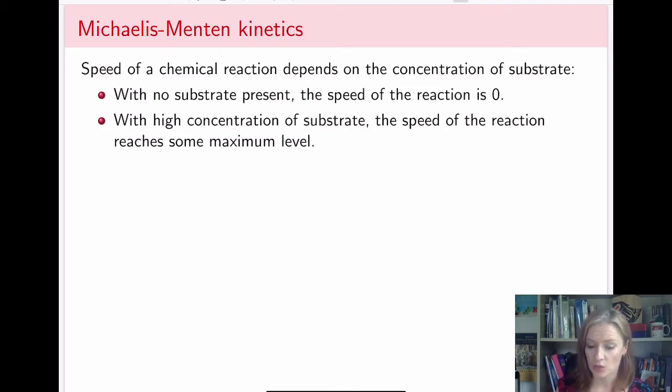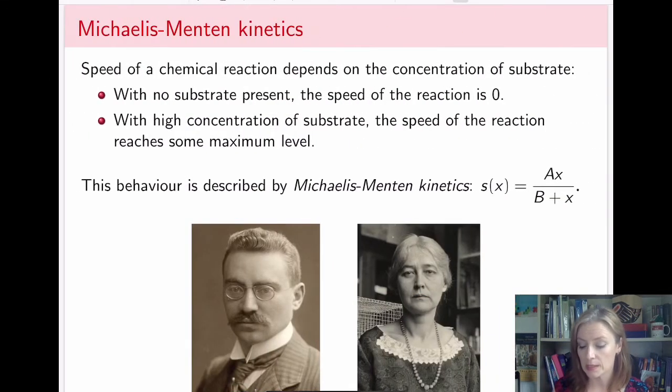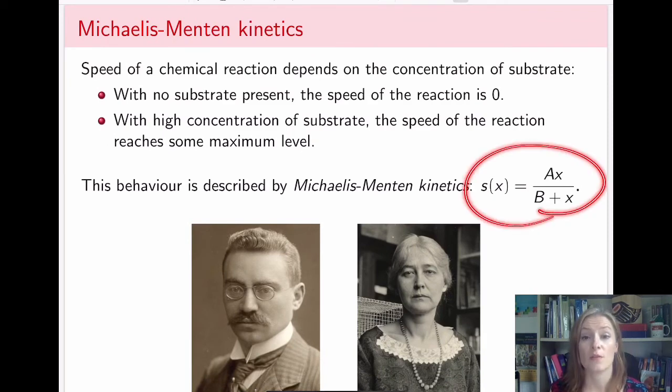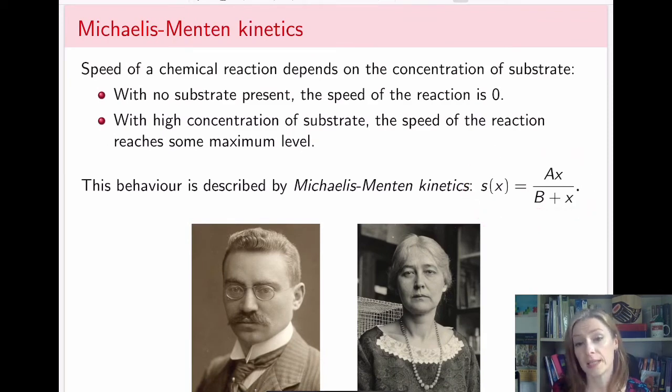And in fact, that's true. Michaelis-Menten kinetics is just one particular type of a Hill function. This is what we will call a linear Hill function because the powers of x on top and bottom are 1. Michaelis-Menten kinetics are named after two people, Leonard Michaelis and Maud Menten.